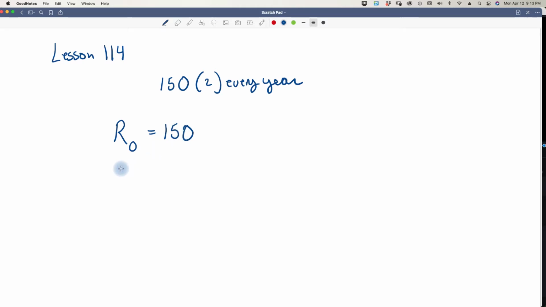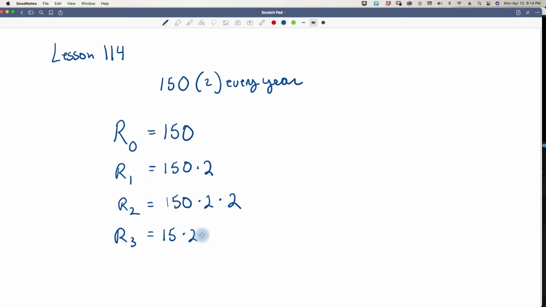We use R1 to represent the number of rabbits at the end of the first year. So that would be 150 times 2. And R2 would be 150 times 2 times 2. You see where we're going? The subscripted number is acting like an exponent, telling us how many times to use this rate. So R3 would be 150 times 2 times 2 times 2, so 3 2s, right?